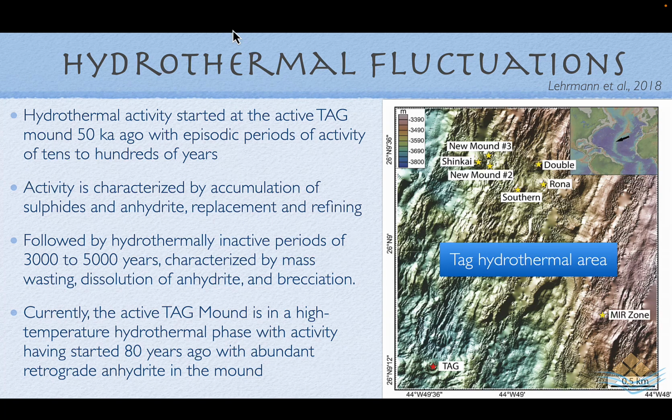Throughout this 50,000 year period, we have inactive periods between 3,000 and 5,000 years long, characterized not by creation of new material on the seafloor, but by mass wasting, dissolution of anhydrite, and brecciation. Notice I said anhydrite. These mounds, the Tag Mound, which is an active mound, which started its activity around 80 years ago and is still actively forming, it has something like 50 to 60% anhydrite in the mound structure.